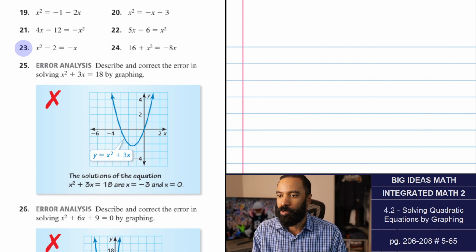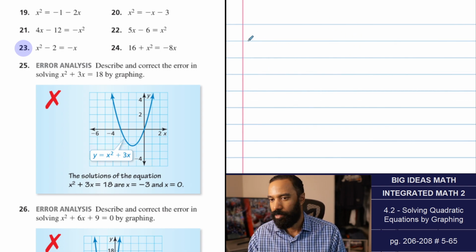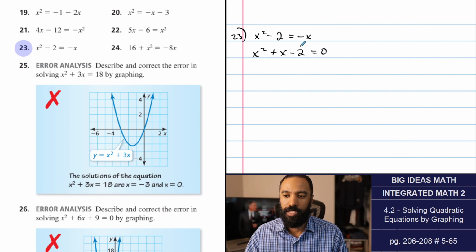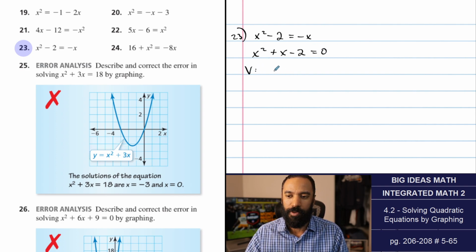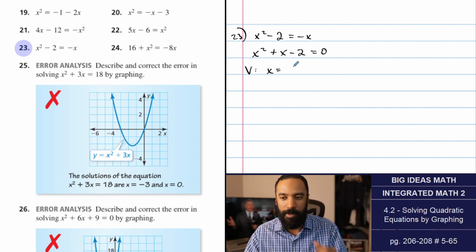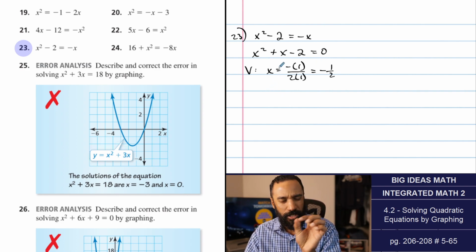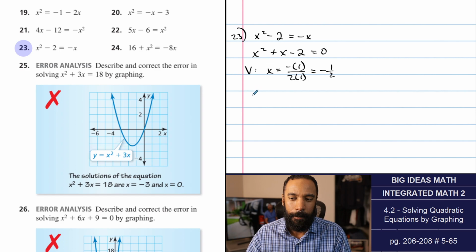X squared minus 2 equals negative x. Let's add x over. This thing's also factorable, so I should get 2 solutions from this guy. So the x value, and it's going to be the same kind of look, negative b over 2a, which is negative 1/2. So this isn't going to be much different from the last one as far as it's in between and what's it really hitting.